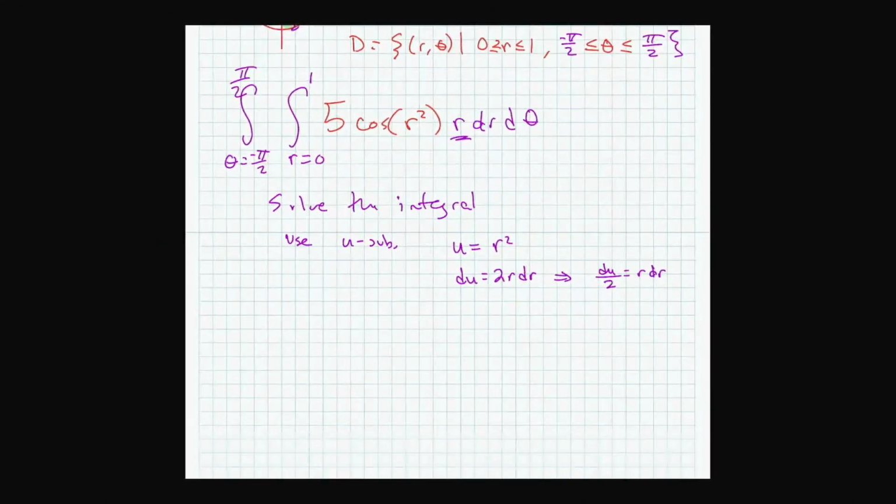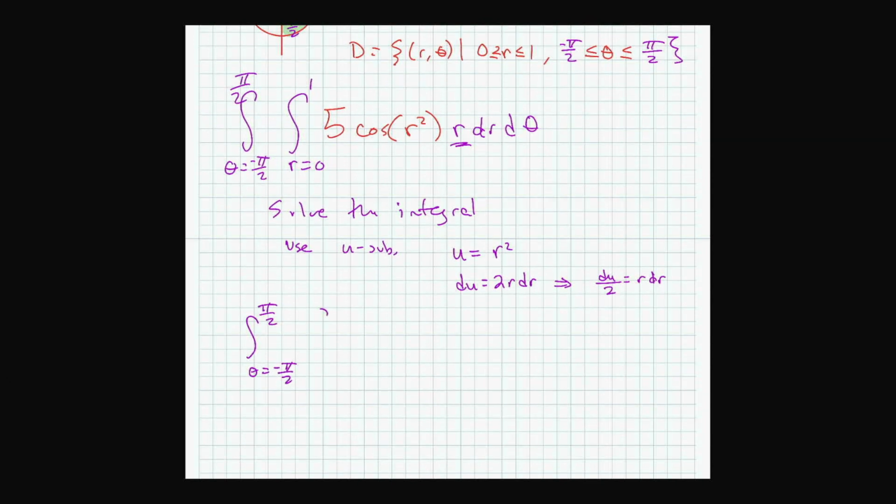So I've got my integral, where theta goes from negative pi over 2 to positive pi over 2. We're just ignoring that for now. I've got my integral here, and I'm just going to leave it like that for the moment. I got 5 cosine u, and then my r dr, which is du over 2, like that. And then I got my d theta. So I do my u substitution there.